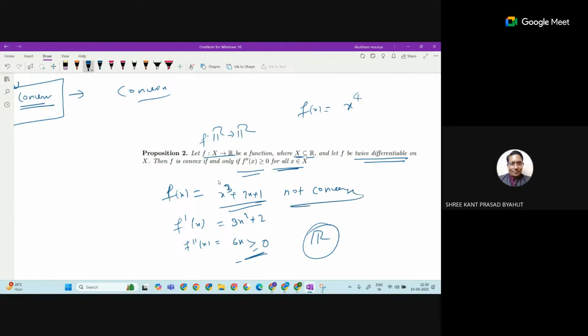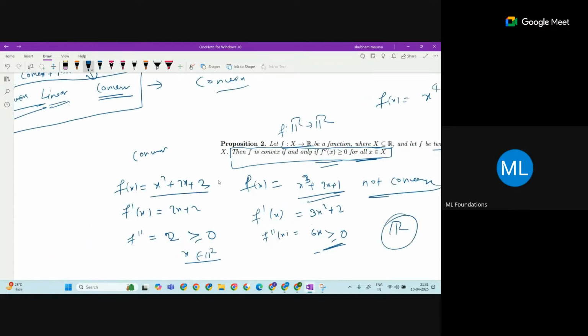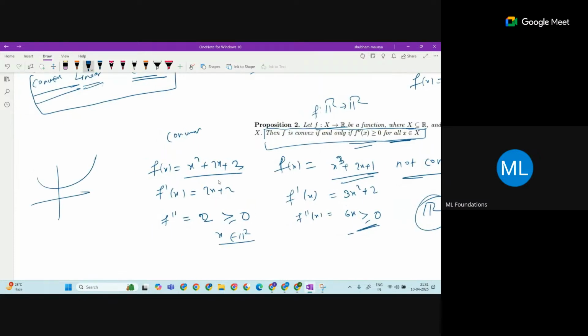So you can use this property. If some variable remains after the double derivative, it is not always greater than 0, and in that case it is not convex. If it is a constant, then it is convex. Now our function is x square plus 2x plus 1. Let's differentiate it: this is 2x plus 2, and the double derivative is 2, which is always greater than 0. So this is convex. And you can even check it: this is a quadratic, a parabola, some shifted parabola.